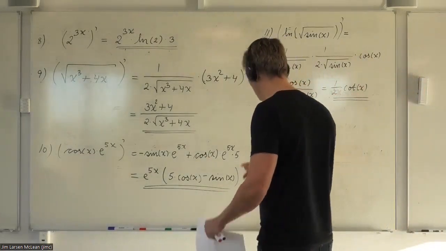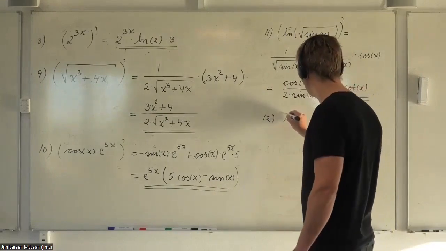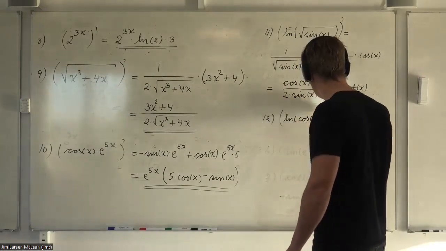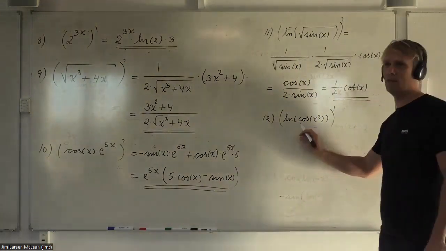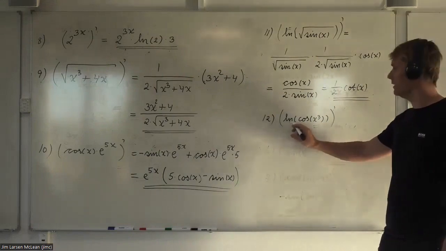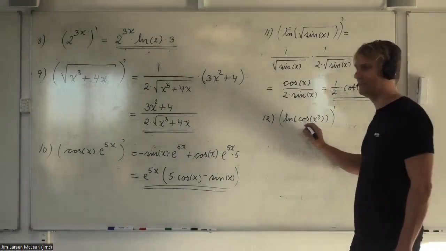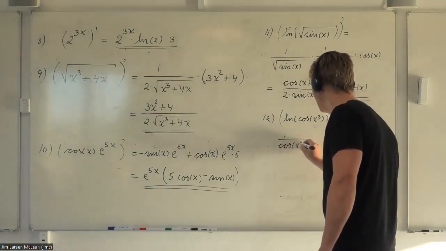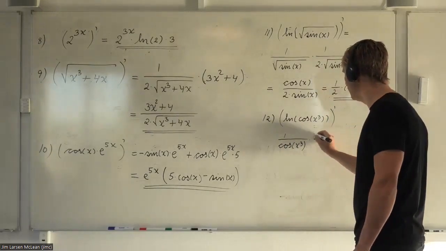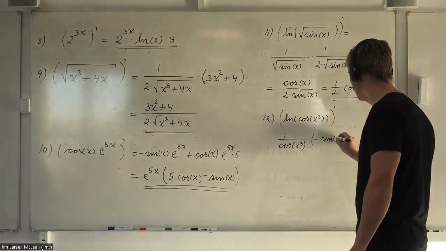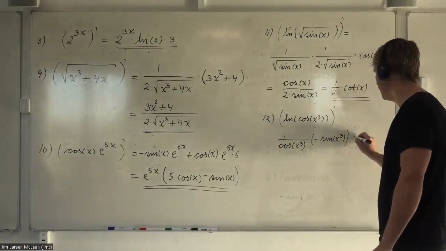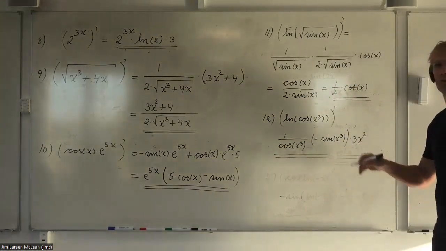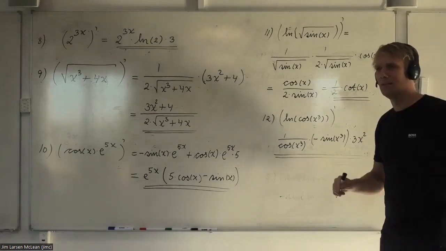Exercise 12. ln of cosine to the power of x cubed. Now we can do it soon, right? We start with the ln differentiated, 1 over something, multiplied by that something differentiated. So I get 1 over cos of x cubed, multiplied by the cosine differentiated, which gives minus sin of x cubed, multiplied by x cubed differentiated, which gives 3x squared. Then we're done. It can be reduced a bit neatly. I would multiply that up there.